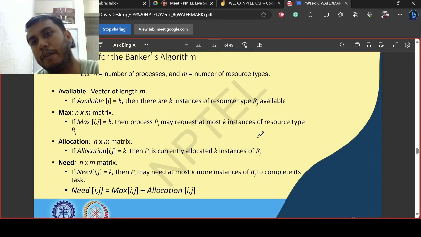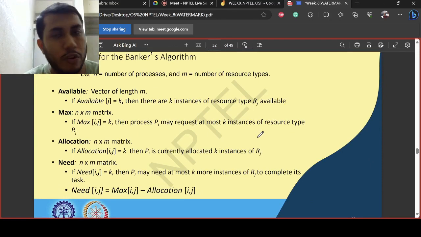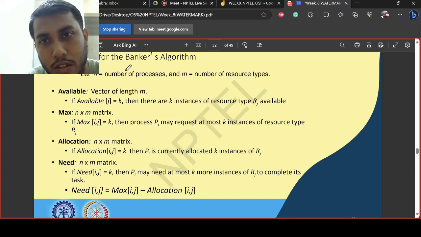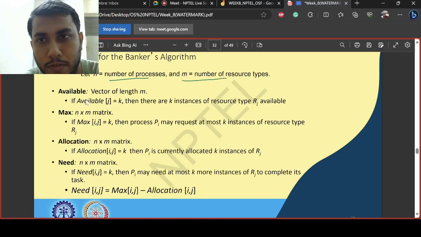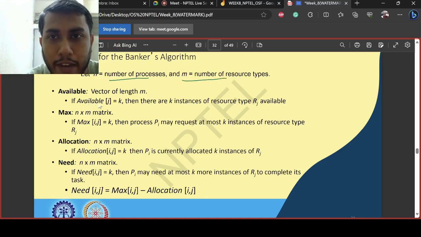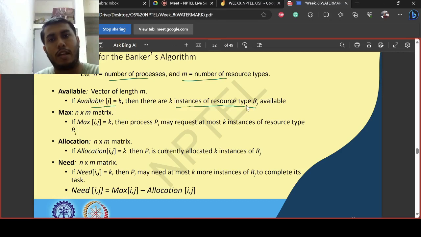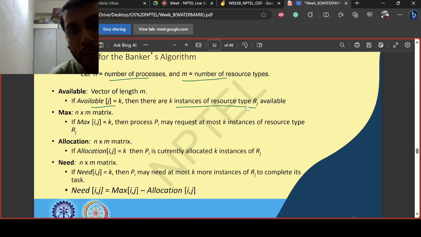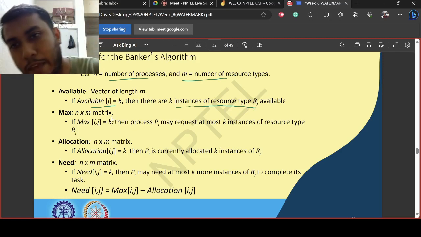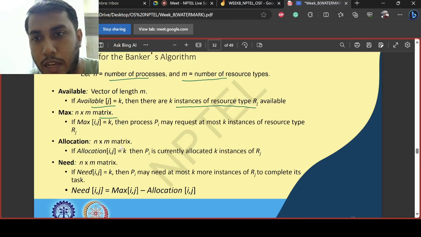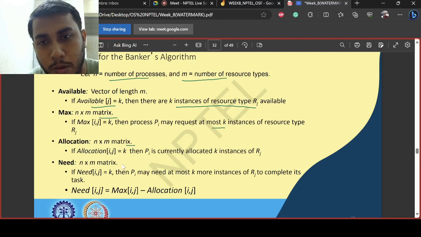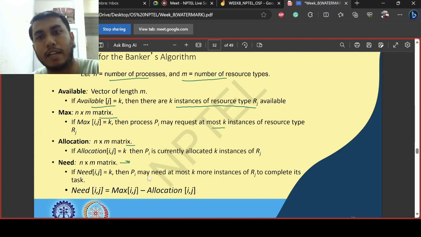So let's now discuss the banker's algorithm in detail. You have the following data structures. You have n number of processes and m number of resource types. You have an available vector, which denotes the instances of each resource type, so for each resource type, the amount that is available. Then you have an n by m max matrix, that is the maximum allocation that can be given. Then you have an allocation matrix. Then you compute the need matrix, that is your max matrix minus the current allocation matrix.